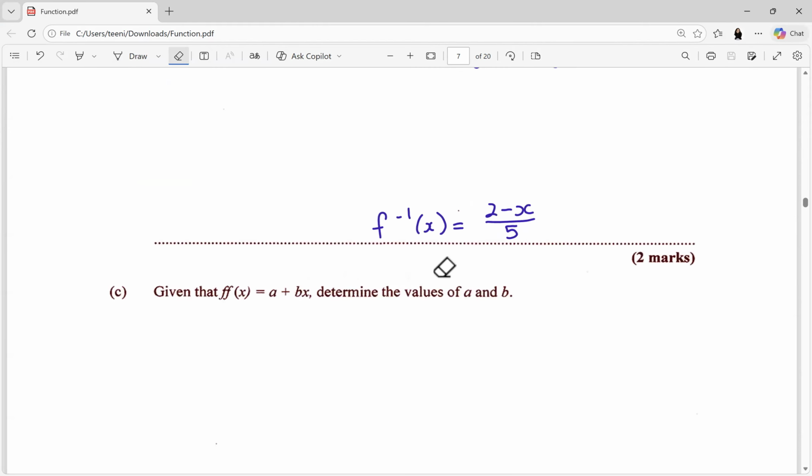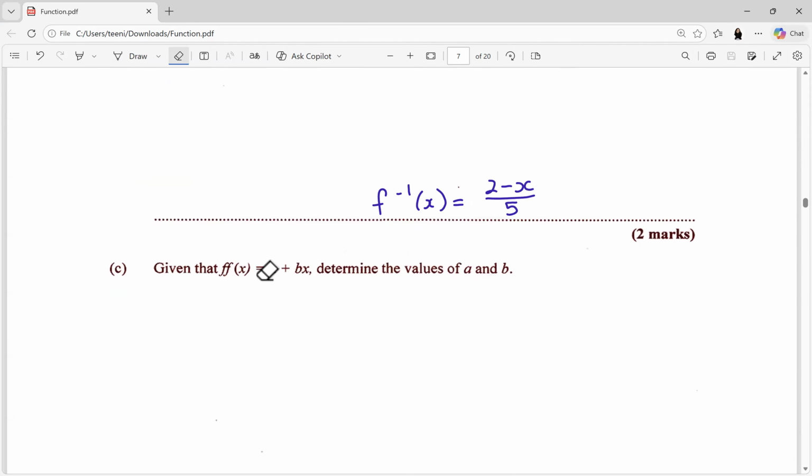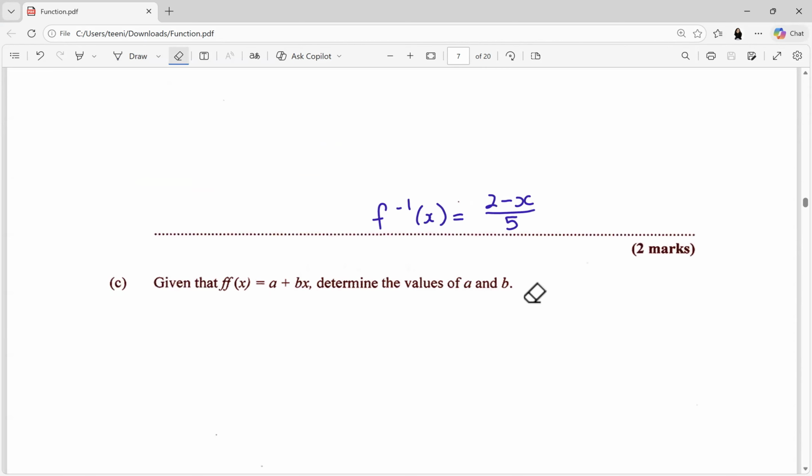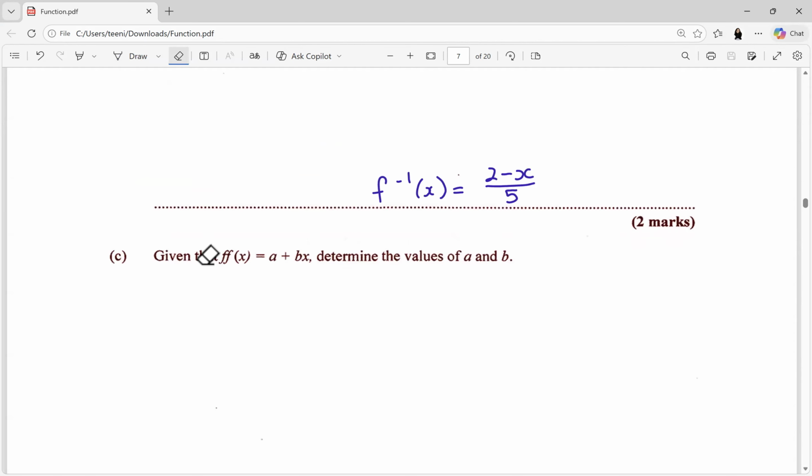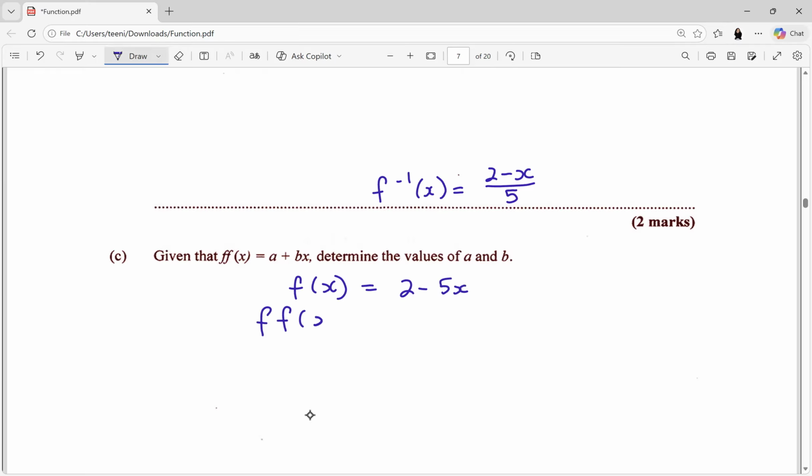Final part of this question. Given that f(f(x)) is equal to a plus bx, determine the values of a and b. So f(f(x)) is literally substituting f(x) into itself, right? Recall that f(x) is equal to 2 minus 5x. So then f(f(x)) is finding f(2 minus 5x). Wherever I have x in f(x), I'm going to replace it with 2 minus 5x.